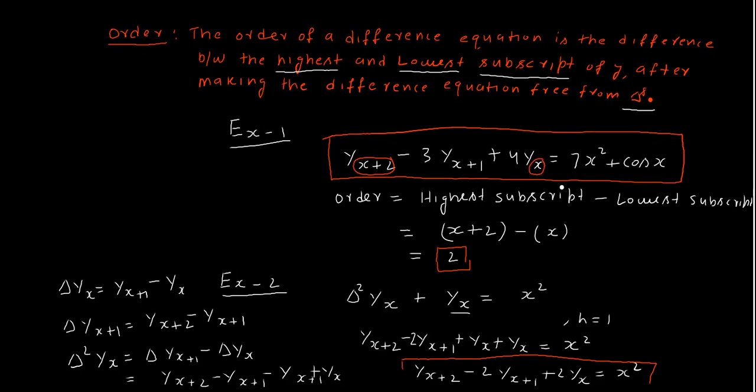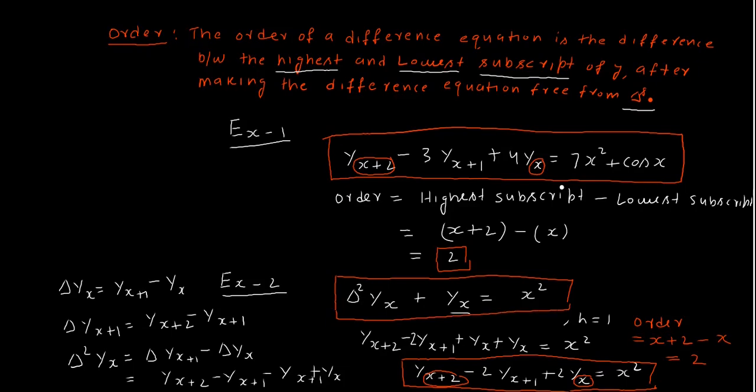So what is the order of this difference equation? Now that we have made this one free from any difference operator, if we write order equal, what is the highest subscript? The highest subscript is x plus 2, and the lowest subscript is x. After simplification, the result is 2. So the order of this difference equation is also 2.